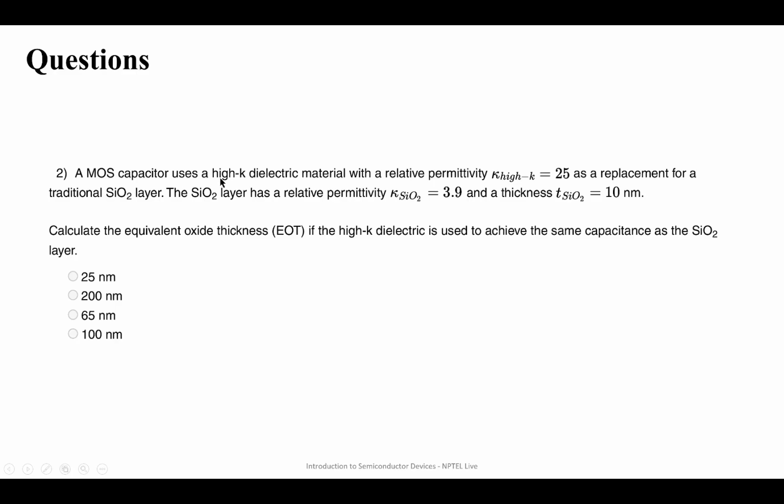A MOS capacitor uses a high K dielectric material with a relative permittivity kappa high K equal to 25 as a replacement for a traditional SiO2 layer. The SiO2 layer has a relative permittivity kappa SiO2 of 3.9 and thickness T SiO2 of 10 nanometers. Calculate the equivalent oxide thickness if the high K dielectric is used to achieve the same capacitance as the SiO2 layer: 25 nanometers, 200 nanometers, 65 nanometers, or 100 nanometers.